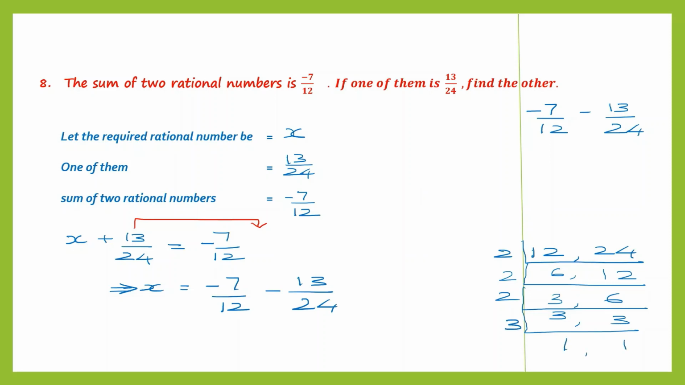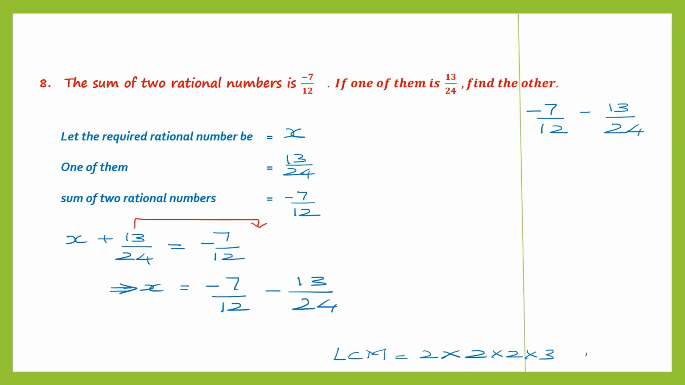So what is our LCM here? So let's do it here. LCM is 2 into 2 into 2, so there are 3 2s into 3. Okay. So now that will be 2 2s are 4, 4 2s are 8, 8 3s are 24. So 24 is the LCM which we are going to use as the common denominator here. So let's write 24 as the common denominator.